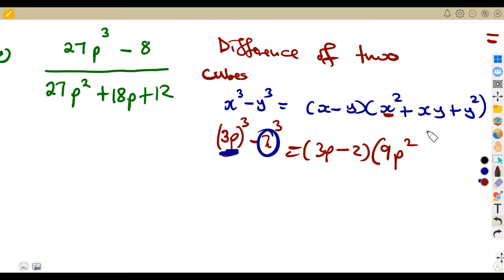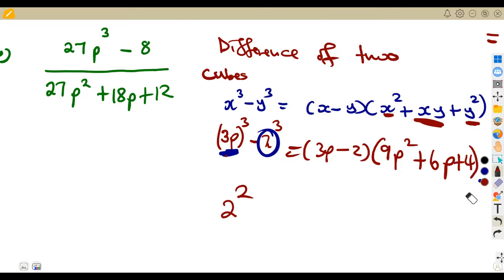Then we've got the product of the first and last. The product of the first, which is 3p, times the last, which is 2. We multiply these two, you're going to get 6p, and it's a plus. So that's plus 6p, as you can see here. Then the last part is the last squared. The last term, 2, squared. What is 2 squared? 2 squared is 4, and that is plus. So it's going to be plus 4.